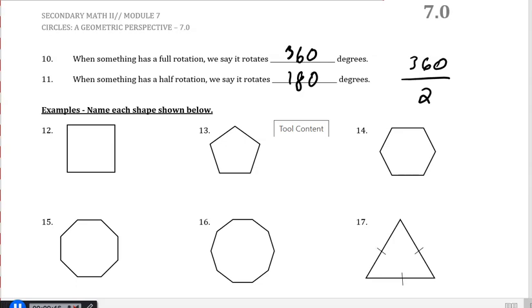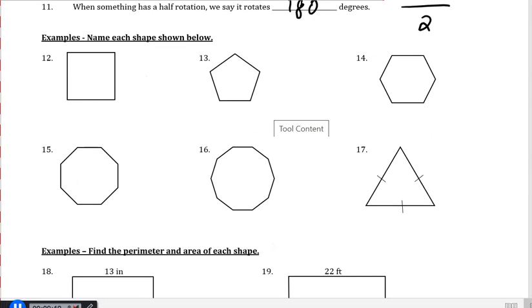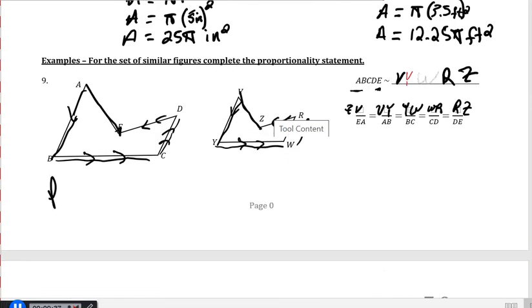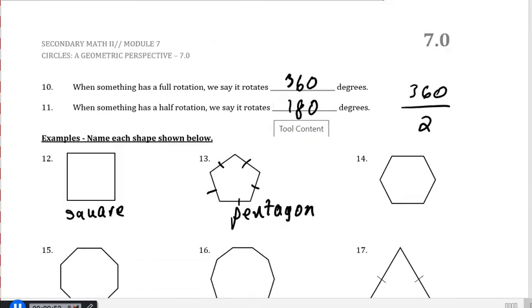Some things below here. Name each shape shown below. This is a square, obviously. A couple things with this. If you don't remember, this is a pentagon. But if we look at it, this was drawn so that all of these sides are congruent. So we could say down here, this is also a pentagon. It's not the pentagon that you think of, but as long as I have 1, 2, 3, 4, 5 sides, we can call that a pentagon. It's a shape that has 5 different sides to it.